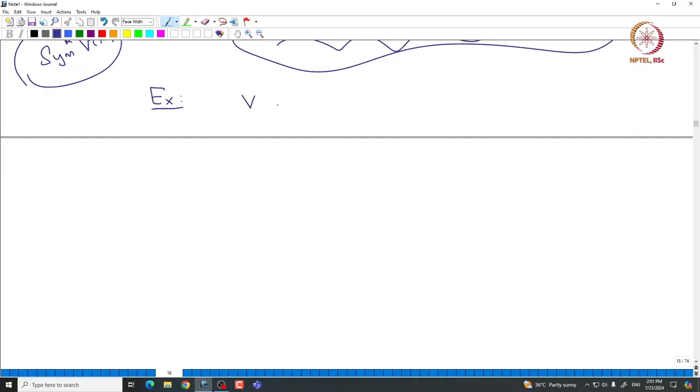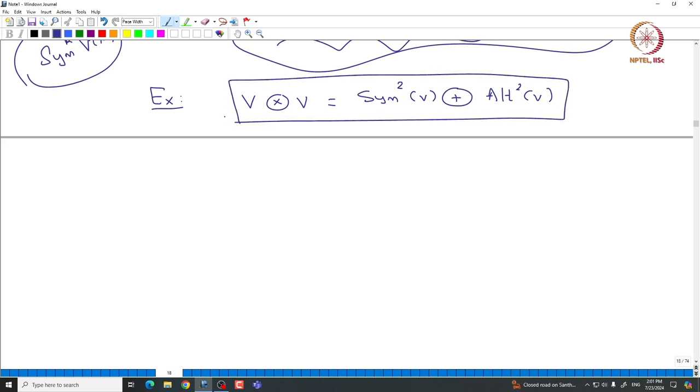If we take, for example, V tensor V, then you can define SYM 2 of V and then ALT 2 of V. Then one can prove that this V tensor V is indeed a direct sum of these two spaces. We will see later what this means in terms of matrices. Basically it is writing a given matrix as a symmetric matrix plus a skew-symmetric matrix. If V is a G module, then one can prove that this is indeed a G module decomposition. I will leave it to you to check this.